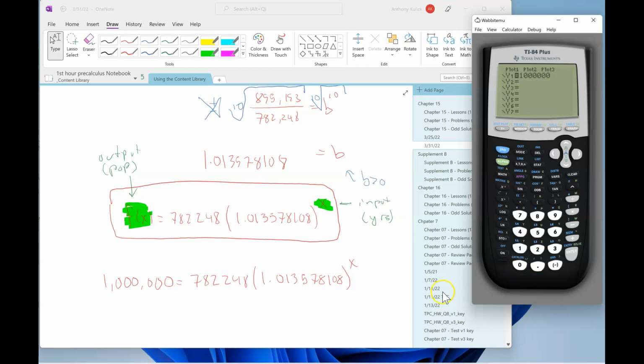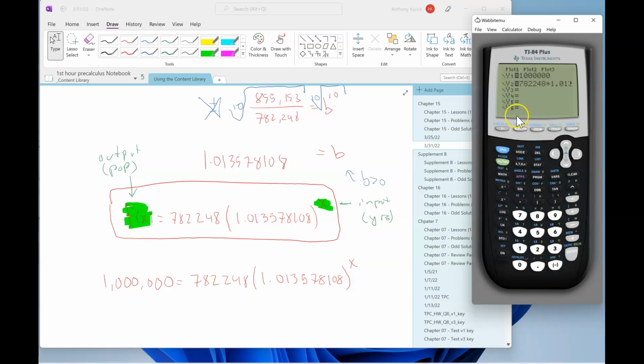In the y2, I'm going to type the other side of the equation. So 782,248 times 1.013578108 to the x. So far, so good?